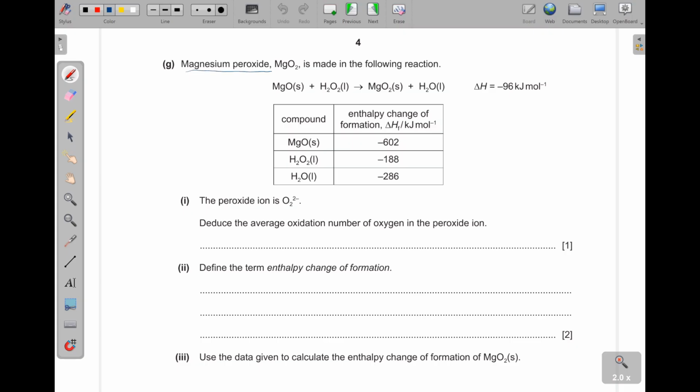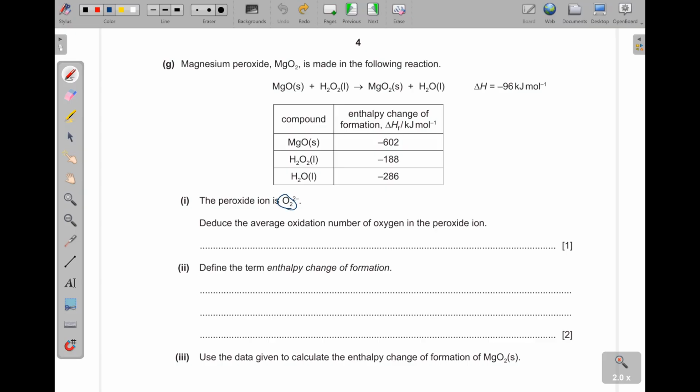Part D, magnesium peroxide is made in the following reaction. This is the one here. It is an exothermic reaction, which means it gives out energy. And then we are given the table here. Then they say the peroxide ion in here is this one. Deduce the average oxidation number of oxygen in the peroxide.